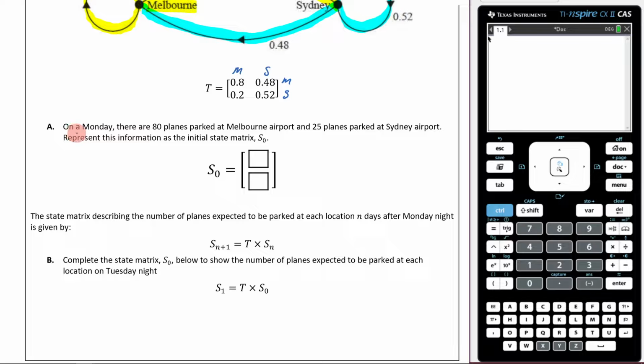It then says, on a Monday, there are 80 planes parked in Melbourne Airport and 25 parked at Sydney Airport. Represent this information as an initial state matrix, so S subscript 0. So what that means is that I'm going to write in M, S here. The reason why I know that the order is M up top and S here is because that's the order of it here. So that means I've got 80 initially in Melbourne and I've got 25 initially in Sydney there. So that is my initial matrix, the starting point from which I'm beginning.